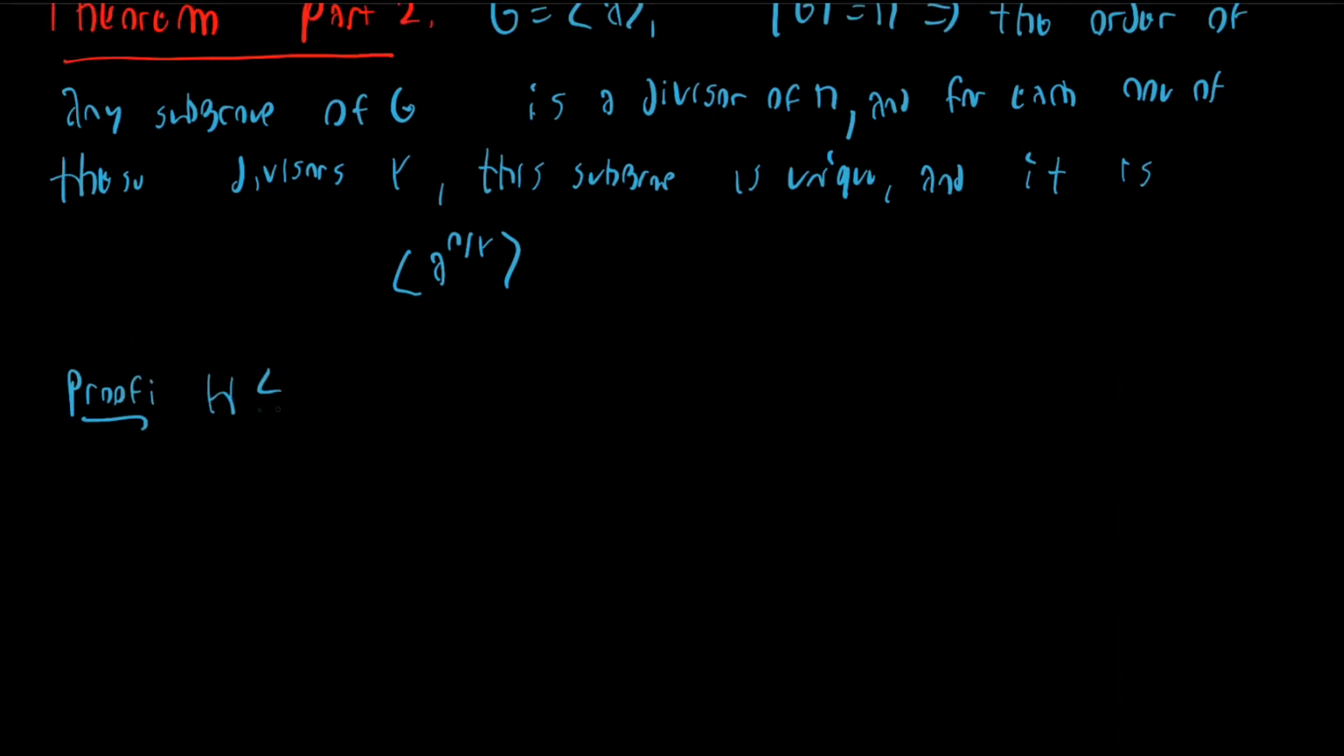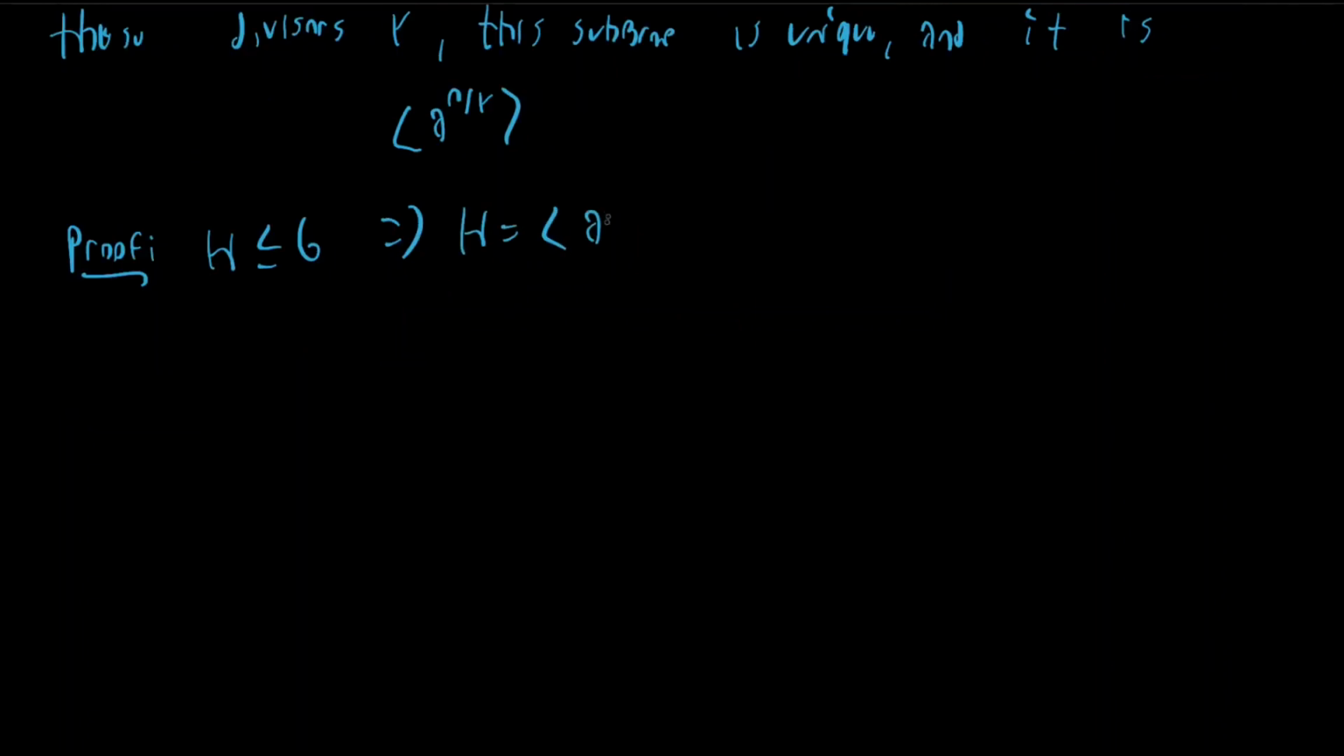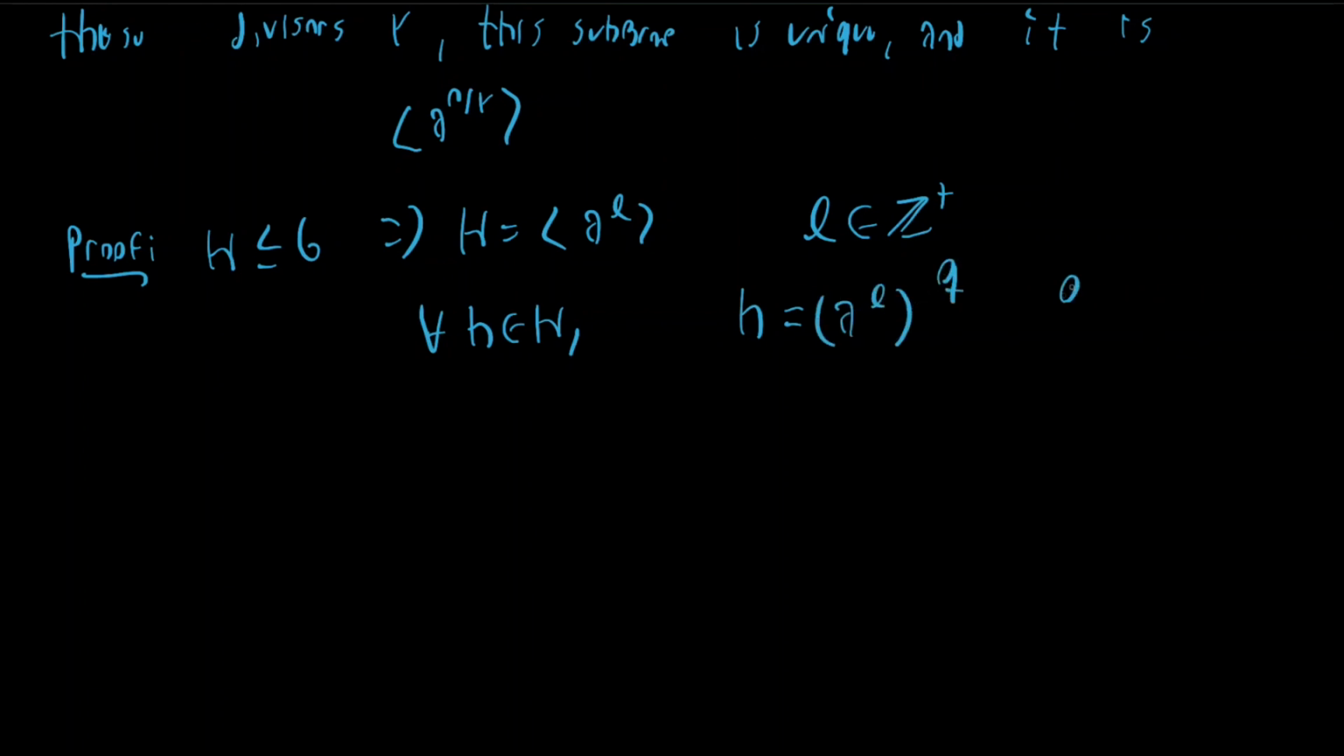Okay, so let H be a subgroup of G. Then by the procedure we can write H as the cyclic subgroup generated by a to the L, where L is a positive integer. In particular, it is the least positive integer such that a to the L is in H. And we have also seen that for all small h in H, we can write small h as a to the L to the q, where q is an integer.